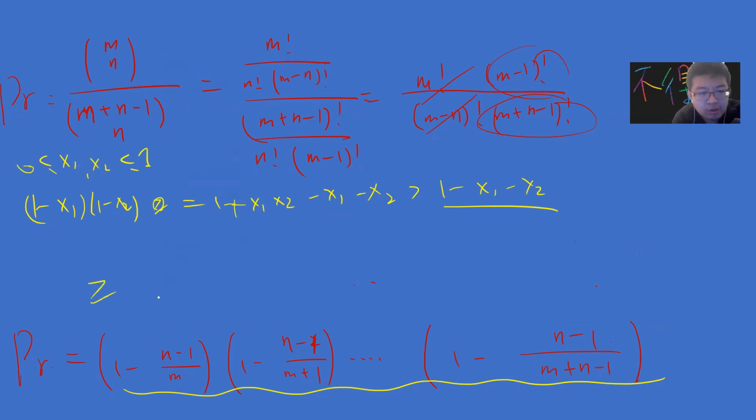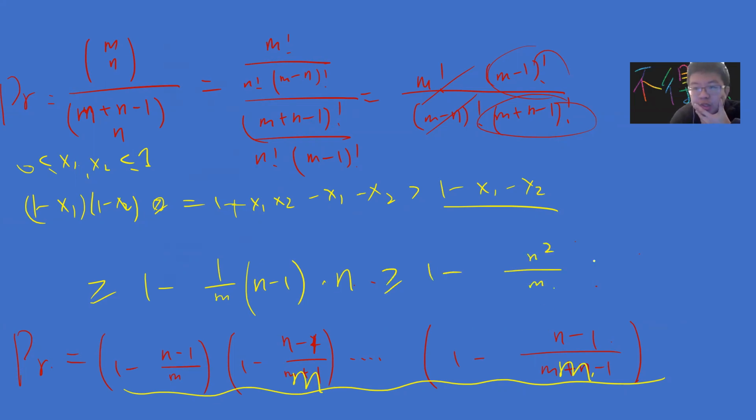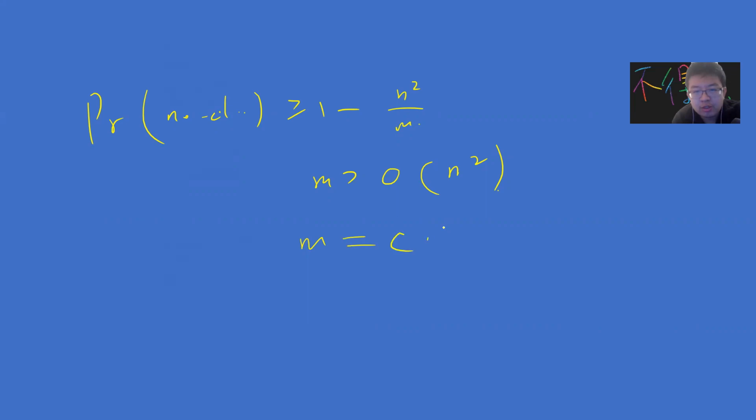For this one, which is greater than or equal to 1 minus m, and the sum over all these, first I can replace this m plus 1 with m, and sum over all these n minus 1 terms. So I get n minus 1 times n, total should be n tenths. This is greater or equal to 1 minus n squared divided by n, which proves our result. What we prove is that the probability of no collision is greater or equal to 1 minus n squared divided by n. If I choose m to be greater than order n squared, for example m is n cubed, then this term goes to 1 as n goes to infinity. So this is the first proof.